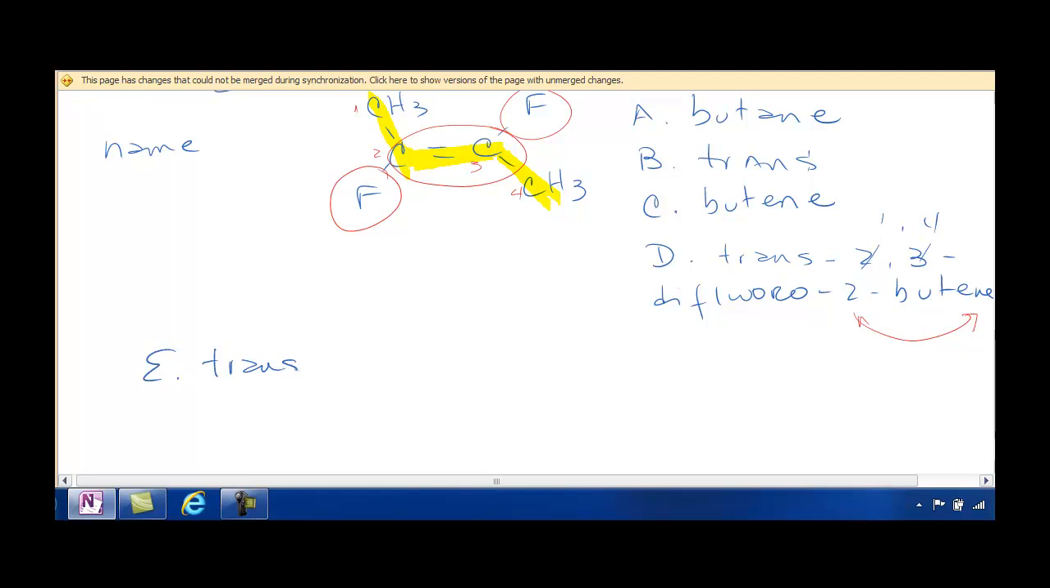The correct answer, I'm going to write it again. Tell me, trans, what? Trans is because these two are on opposite sides of my equator, my plane. I make analogies to whatever you may grab onto to get the point. Trans-2,3-difluoro-2-butene. This guy needs to go through life with this name.